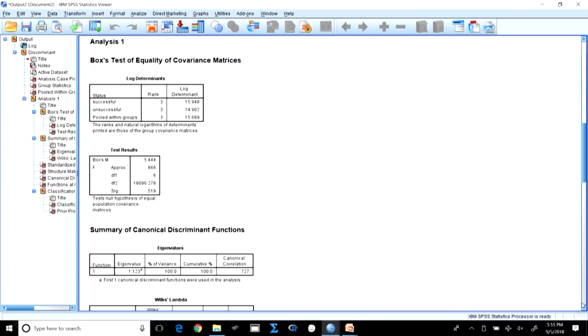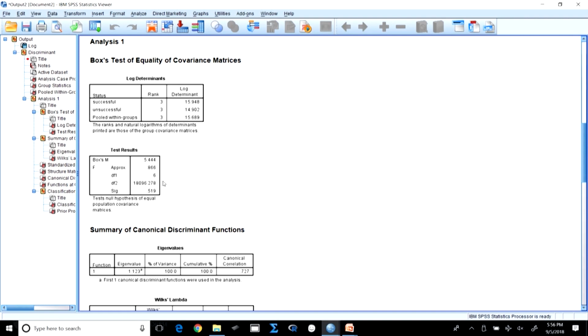If you see this box M test, it tests the null hypothesis of equal population covariance. The box M test should be not significant, that means the significance value should be above 0.05. The null hypothesis says there is no difference in the population covariance matrices, and this is coming true. You cannot reject this null hypothesis, and this is what is required. So, this should always come above 0.05.